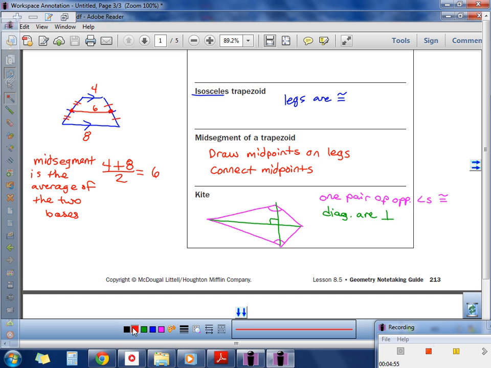One more dealing with the sides. Can anybody see anything dealing with the sides? Yeah. And these are consecutive sides. So these two short ones are congruent and these two long ones are congruent. So two pairs of consecutive congruent sides.